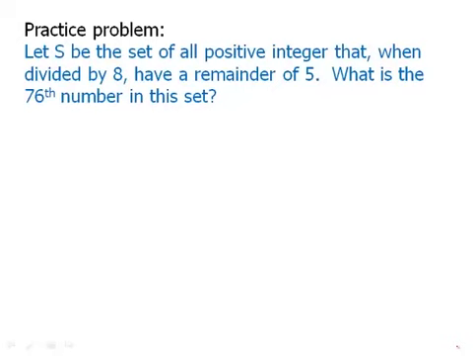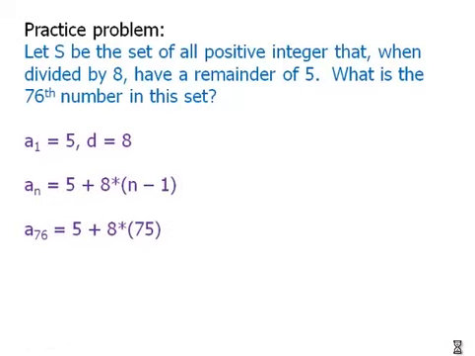of course the lowest number in this whole set is going to be 5 itself. If we divide 5 by 8, we get a quotient of 0 and a remainder of 5. And then 8 will be the common difference, because we'll be adding 8 each time to get the new numbers. So we have our starting term, we have our common difference. That's our general formula. We plug in n equals 76 for the 76th number.